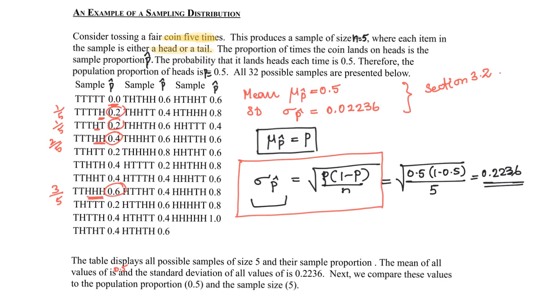The summary is: let P cap be the sample proportion of a simple random sample of size n drawn from a population with population proportion P. The mean and standard deviation of the sampling distribution of P cap are mu P cap equal P, and sigma P cap equals the square root of P times 1 minus P divided by n.